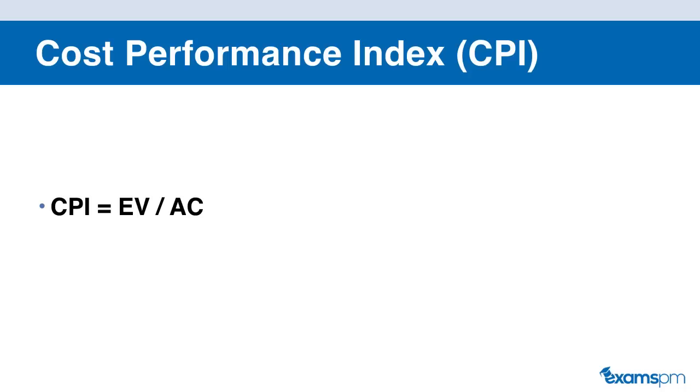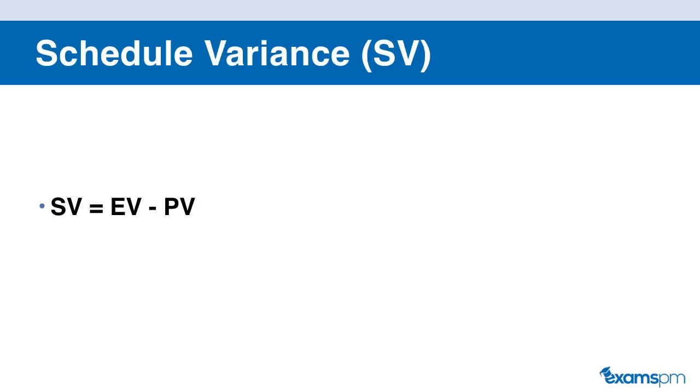So it makes it easier for the organization to compare projects of different sizes. That's why you want to calculate both your cost variance as well as your cost performance index. Now, similarly, we do the same thing for schedule.